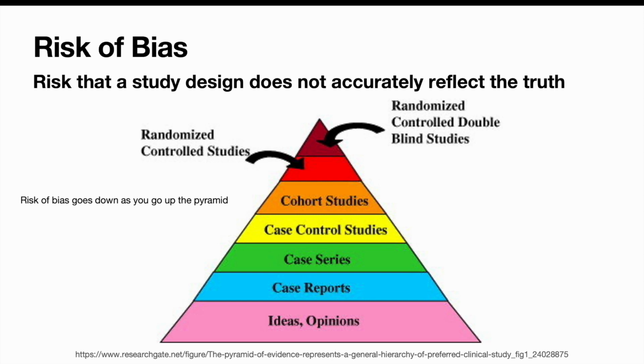Remember, the risk of bias goes down as you go up the pyramid, and at the very tippy top, we have our randomized controlled double-blind studies, but at the very, very tippy top, our gold standard would be up here, and it would be systematic reviews of randomized controlled double-blind studies, because remember that one of the advantages of looking at a systematic review is that the risk of bias goes down because of the sheer volume that's being analyzed.